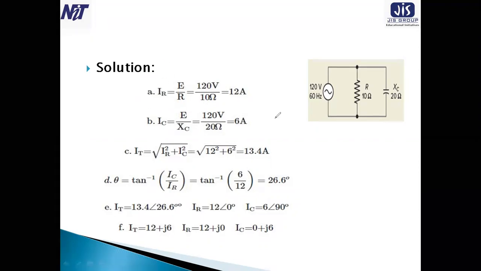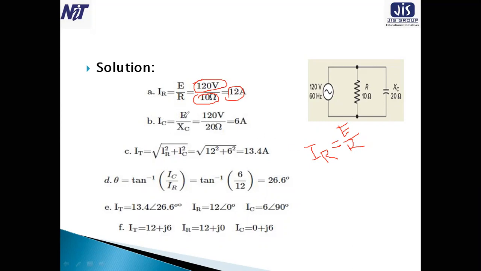So you can easily write that IR is the current across the resistor. IR is nothing but E by R, simple Ohm's law. The E value is given as 120 volts and the R value is given as 10 ohms. So calculating, we will find 12 amperes. Now I see the current across the resistor.